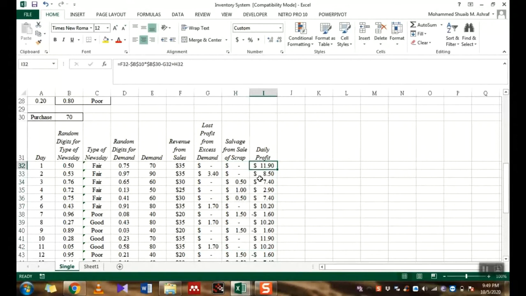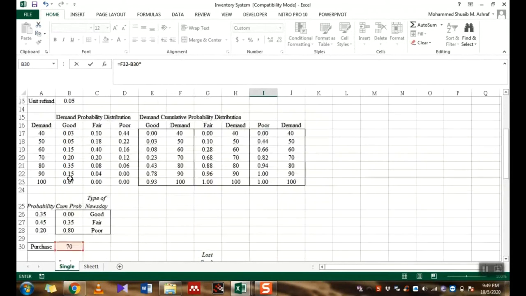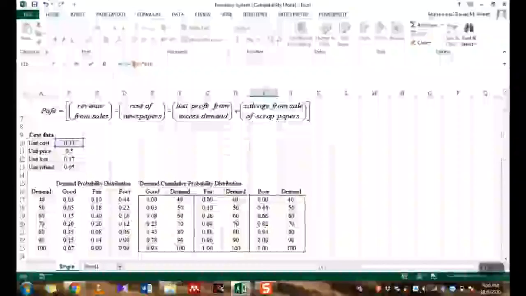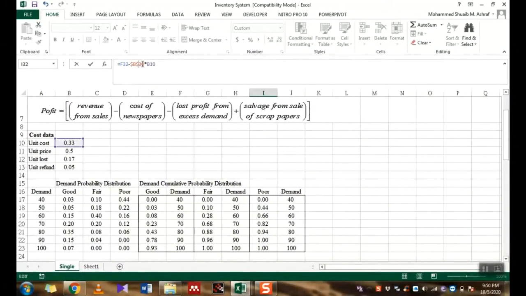Finally, the daily profit is being calculated. What is the formula? Revenue from sales minus cost of newspaper. What is the cost of newspaper? Every day, 70 newspapers are purchased at this cost. This is the cost of newspaper, so these two cells will be fixed.